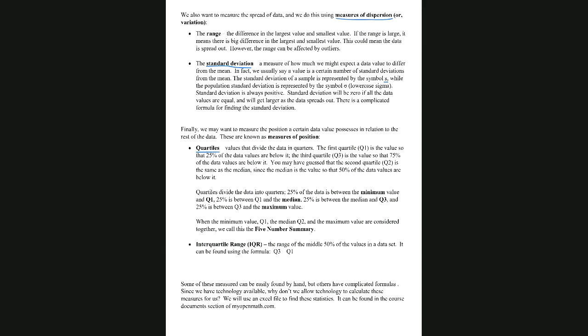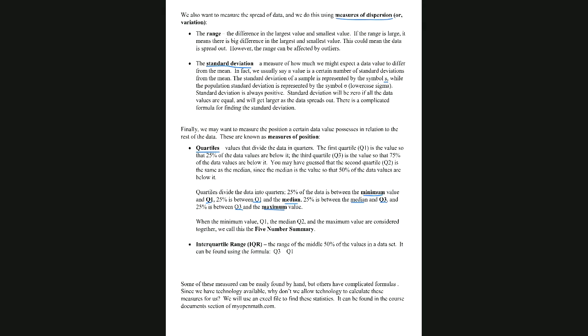So like we said, quartiles divide the data into quarters. 25% of the data is between the minimum value and Q1. 25% is between Q1 and the median, and 25% is between, I'm sorry, 25% is between the median and Q3, and 25% is between Q3 and the maximum. So the quartiles divide your data into 4 distinct parts.